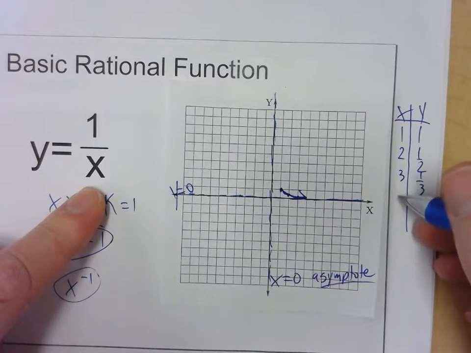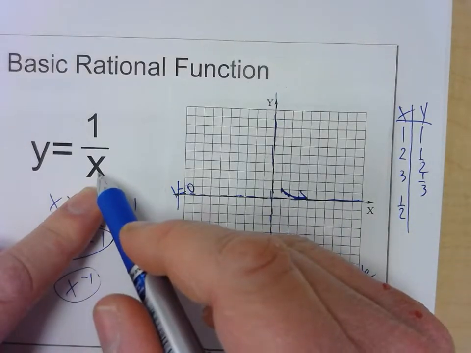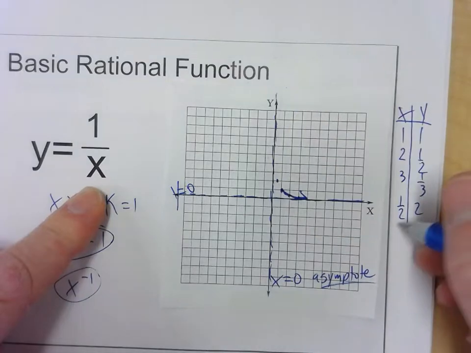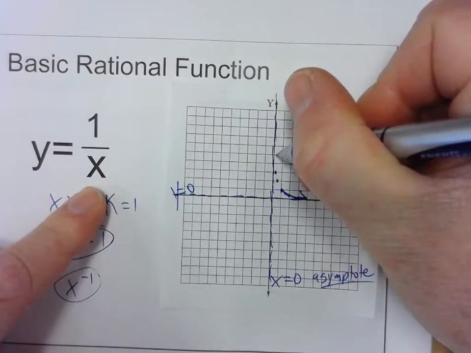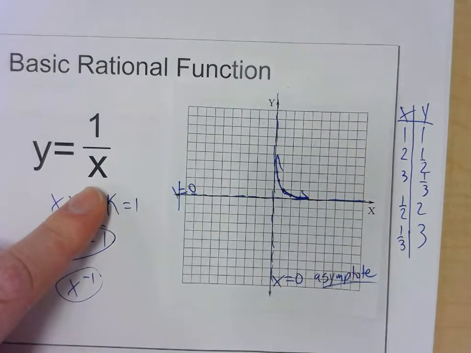Then if you go the other direction, like a half, well, a half would go into here, flip it up, and make it 2. So a half would be 2. And then that same idea, a third would be 3. So it curves like so. So that's your basic rational function.